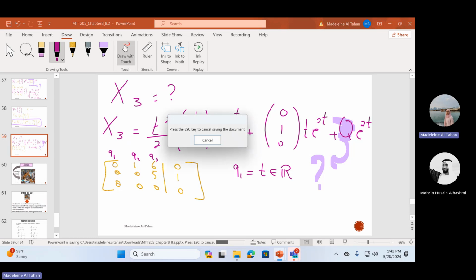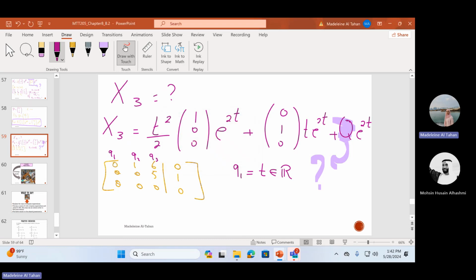What is t squared over 2? The formula for X3. Okay, just to guarantee that they are independent of each other. Now, how did we reach the formula? You can search for it, and if you don't understand it, I will explain it here. I'm changing the t, I will put 0.